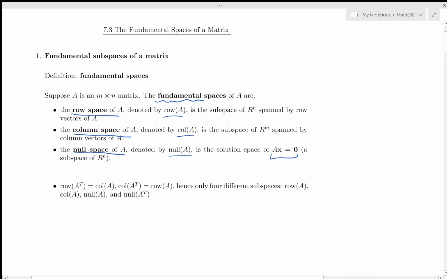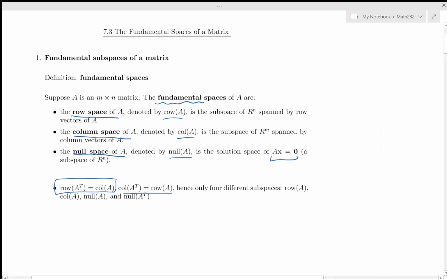And then we can, of course, do the same thing to the transpose of A. Because the rows and columns get interchanged on transposing, it's not surprising that the row space of the transpose is the column space of A, and the column space of the transpose of A is the row space of A. So you don't really get anything new. That leaves us with four really different subspaces: the row space, the column space, the null space of A, and the null space of A transpose.